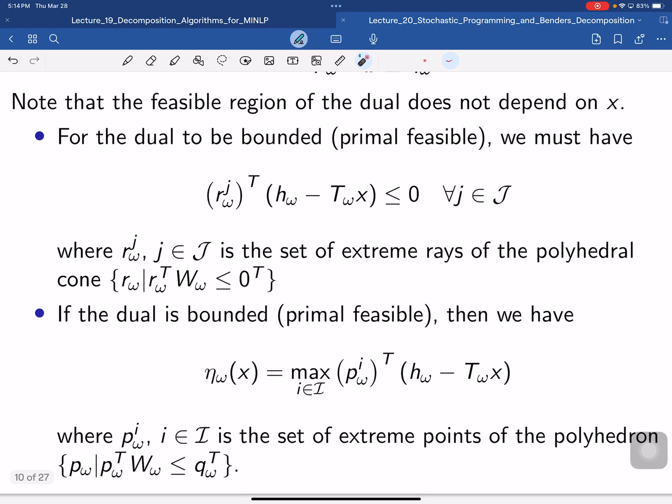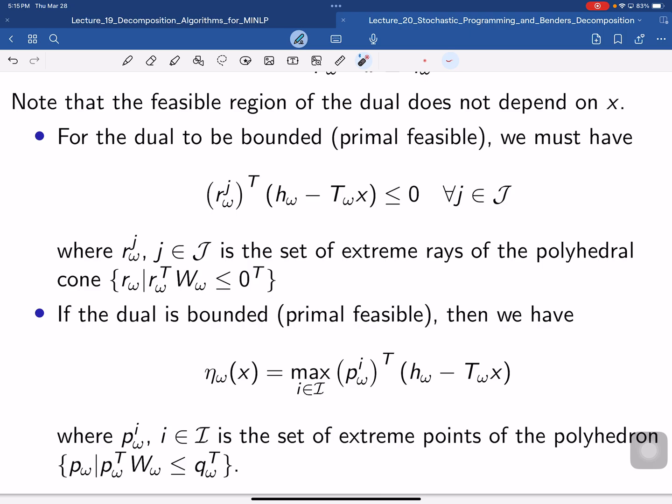We have the set of pi, omega, denoting the set of extreme points of the polyhedral set, right? So if this optimization problem is feasible and bounded, I'm essentially picking the best extreme point over the set of all the extreme points, right? So you're kind of picking the max over the set of extreme points that give you the highest value on this objective. Okay, so eta will be equal to this, right? If you are picking the best extreme point.